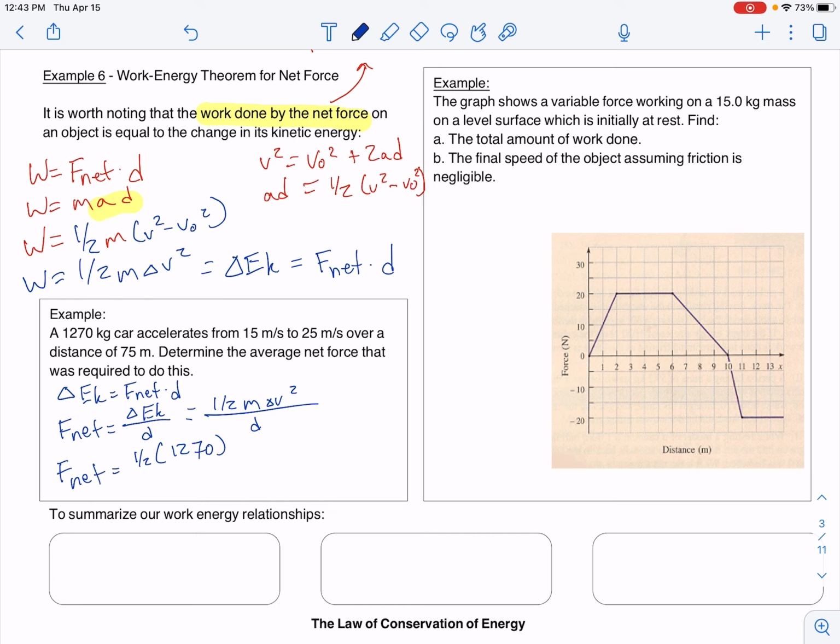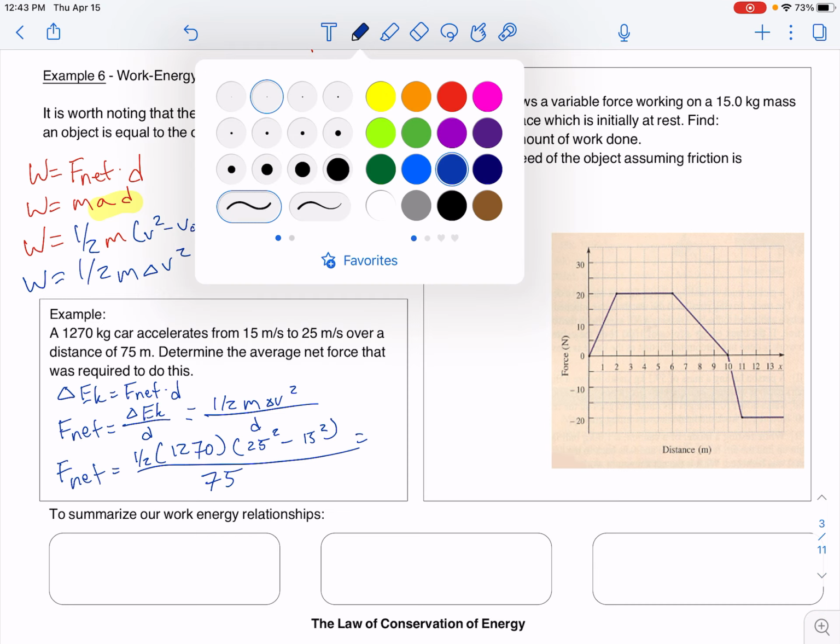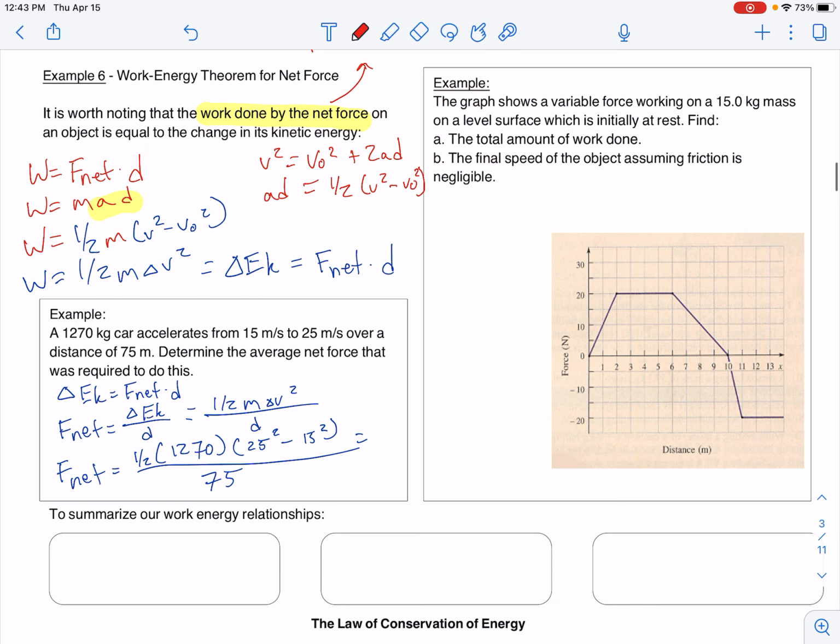So our mass is 1,270. We have our change in velocity squared, so our final is 25 squared minus 15 squared, all over 75. Plug that all into your calculator, and we get 3,390 newtons.